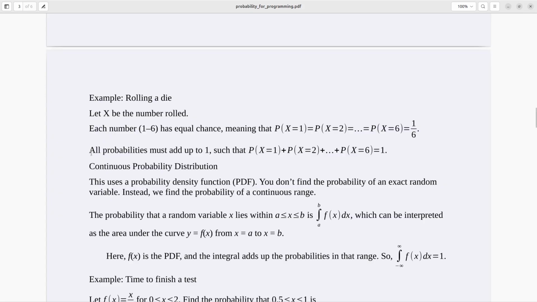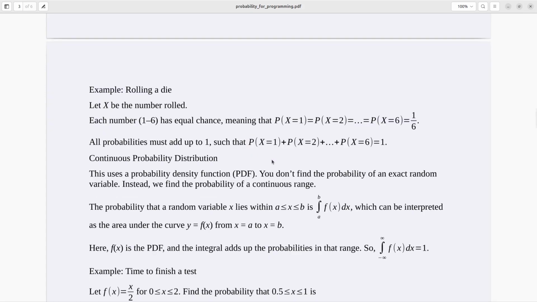And we can see that all the probabilities must add up to 1, such that the probability of getting a 1 plus the probability of getting a 2 plus the probability of getting a 3, 4, 5, or 6 would be 1, okay? So we can always check this condition when we are given a discrete probability distribution, okay?